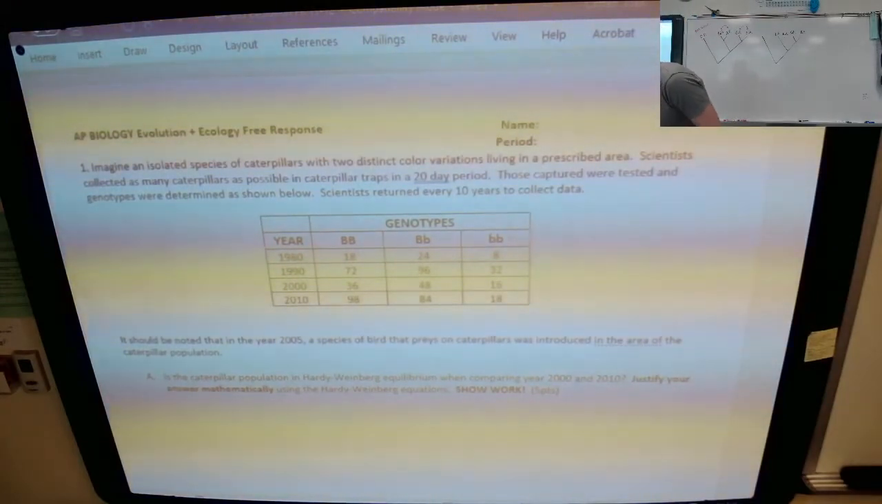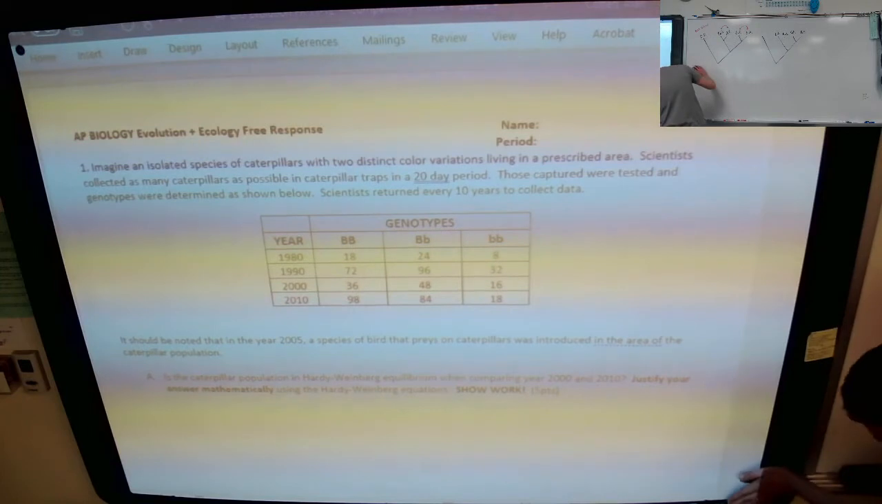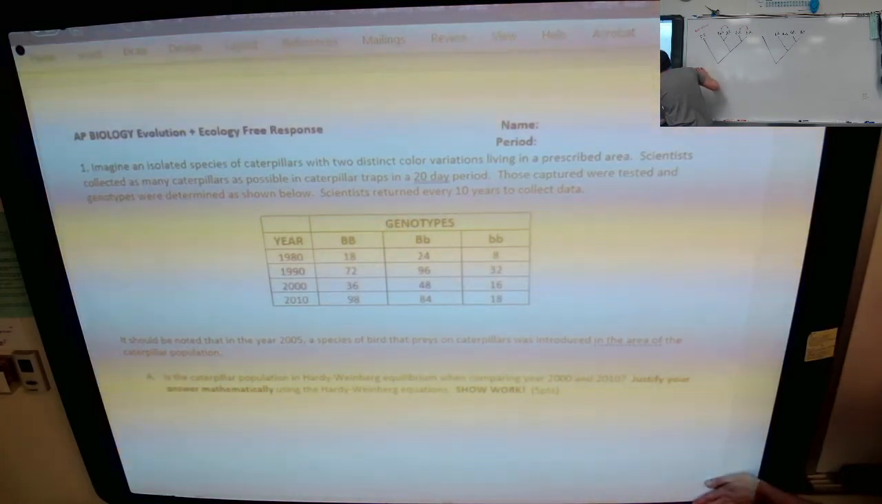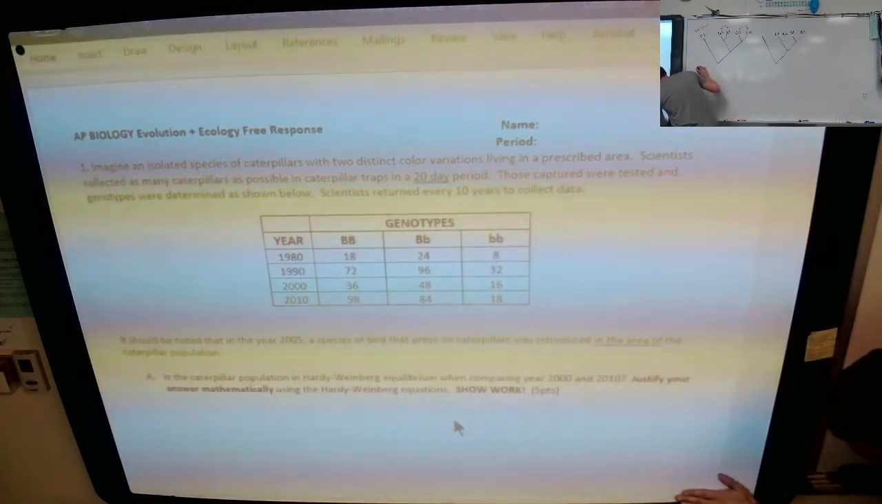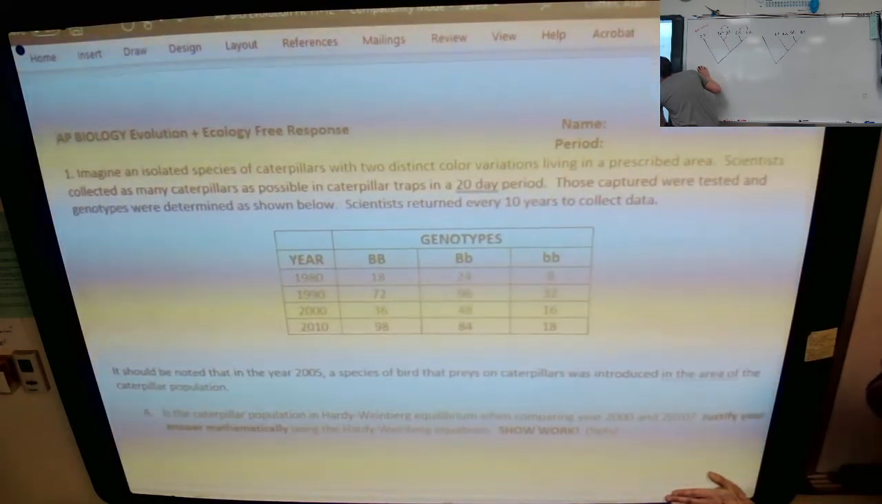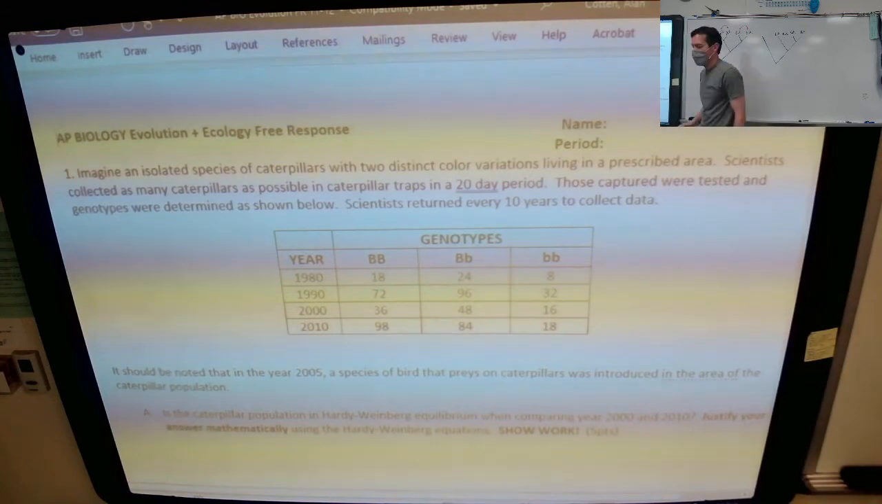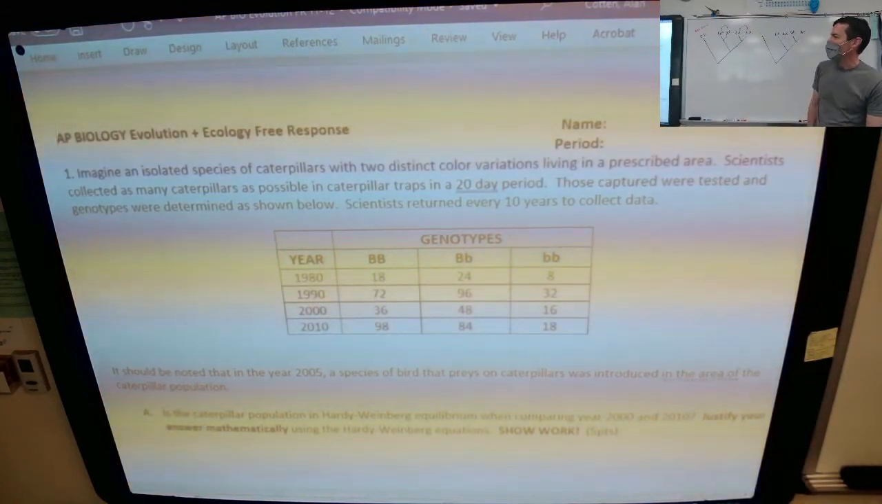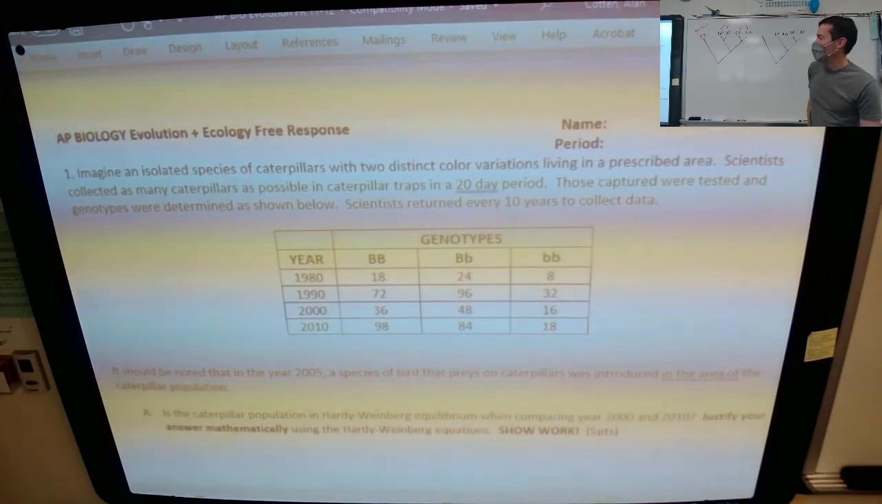Let me zoom it in here. Where did the plus go? There it is. All right, this one's tough. Imagine an isolated species of caterpillars with two distinct color variations living in a prescribed area.